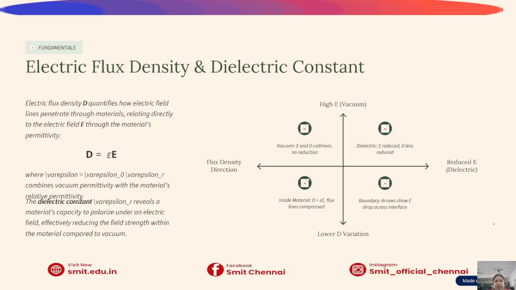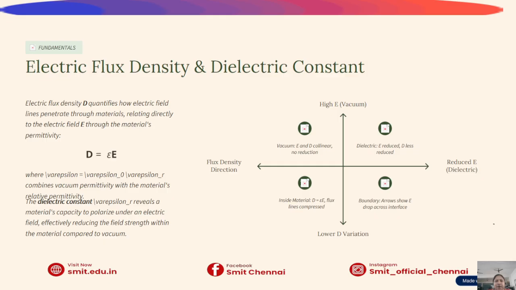First, we see about the electric flux density and the dielectric constant. The electric flux density, denoted by the vector D, represents the amount of electric flux passing through a unit area of a material placed in an electric field. It is directly related to the electric field intensity E by the relation D is equal to epsilon E, where epsilon is the permittivity of the medium.